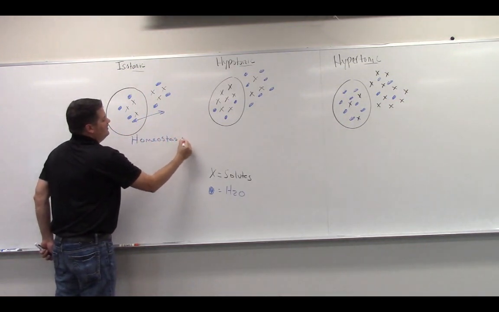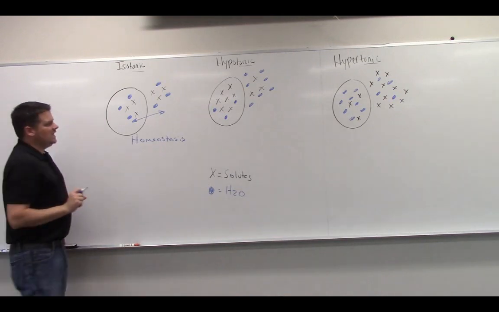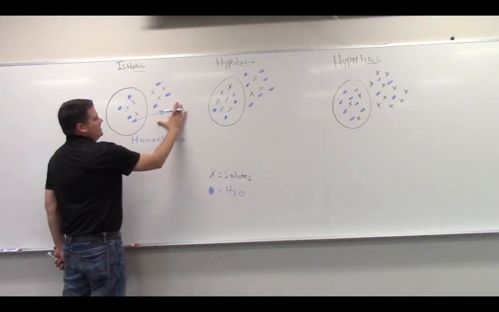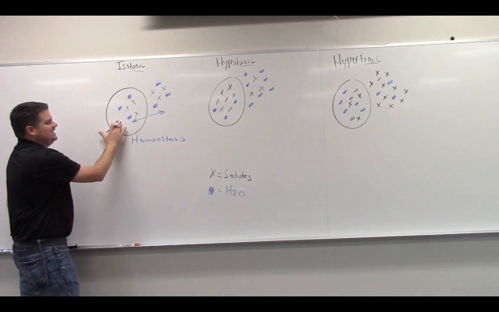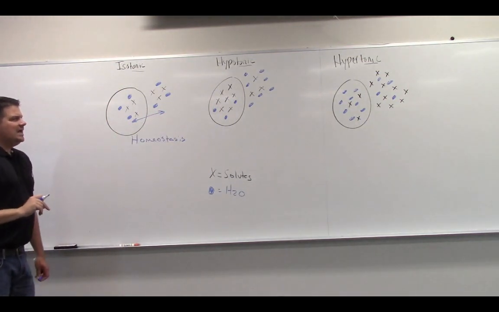And this is what we would desire our cells to be in, this isotonic solution, because the solution on the outside is equal to the solution on the inside, and we just have a little bit of fluid moving back and forth.